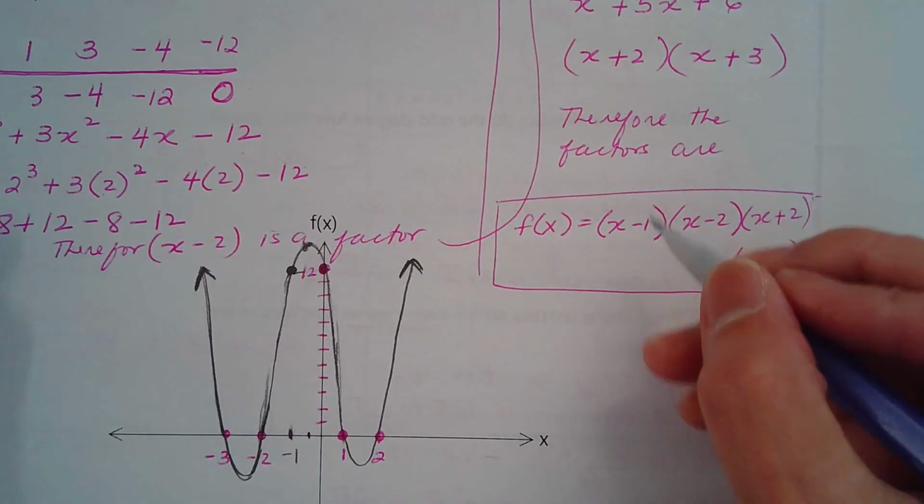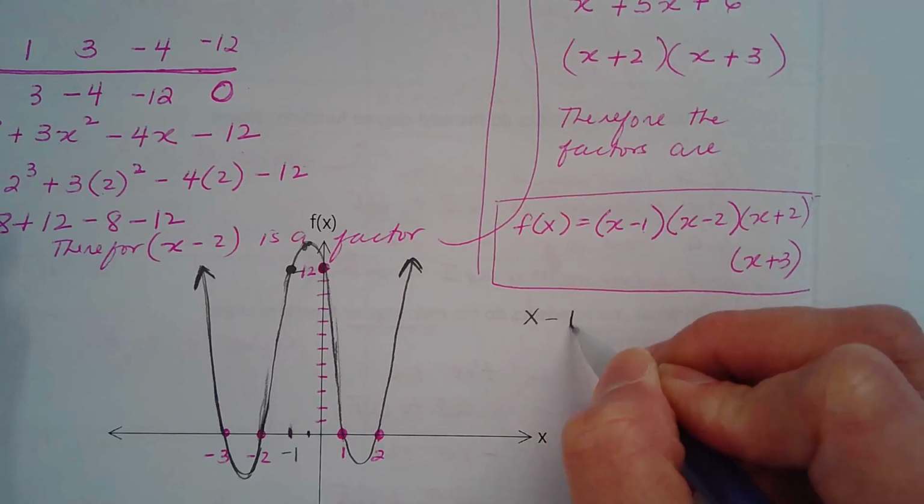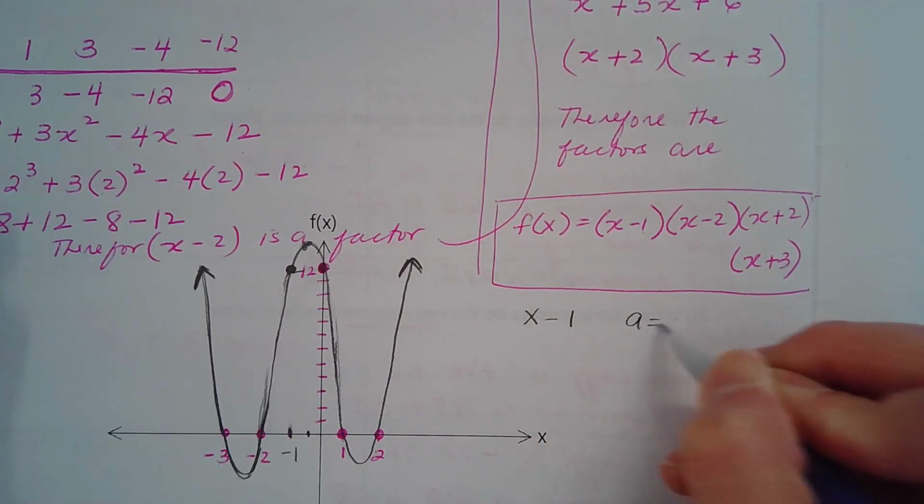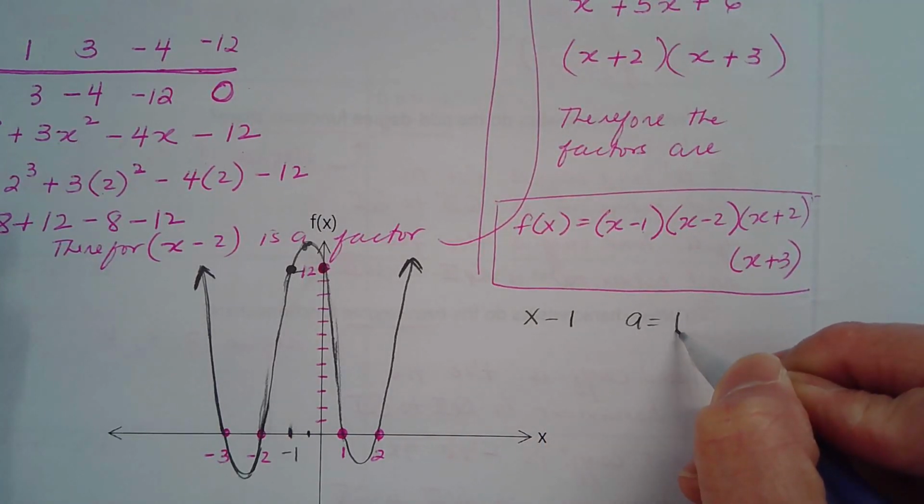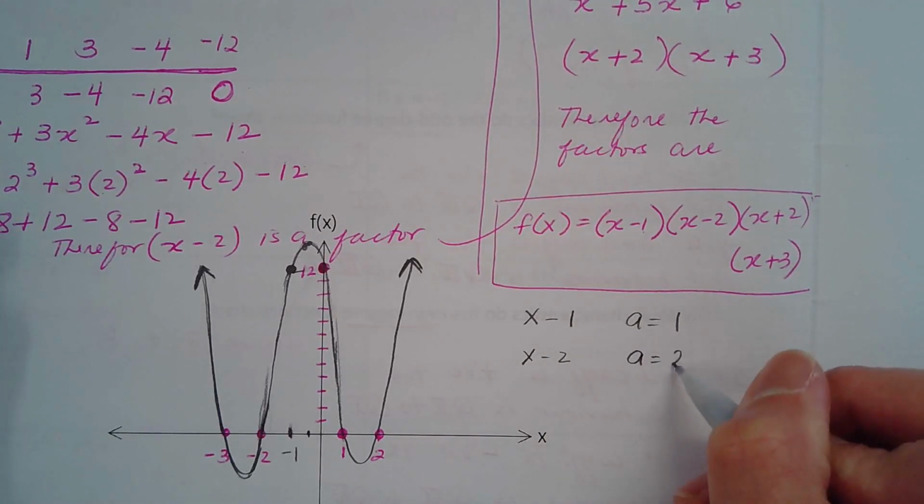on the graph from that. So these ones are the a value. When you have x minus 1, your a value is 1. And then x minus 2, your a value is 2.